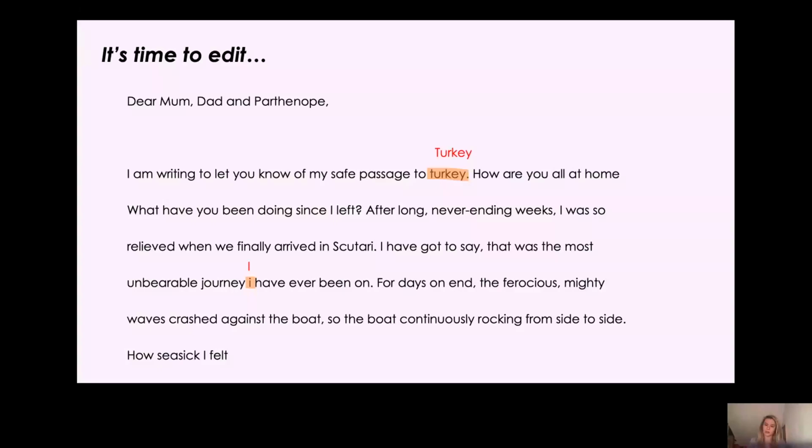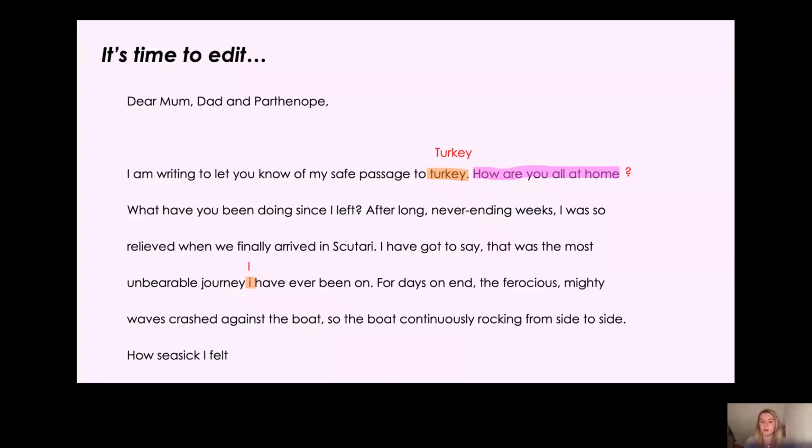Now, what have I forgotten at the end? Yes, I've forgotten a question mark at the end because I've got how at the start, which is a question word. So I need to add my question mark, which is my punctuation. What have you been doing since I left? So there we go. I've got my question mark there.